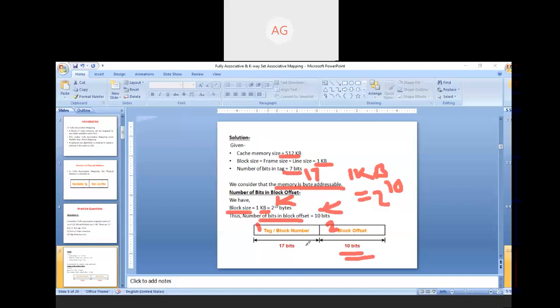So the physical address is the combination of these two divisions. The physical address is basically 17 bits plus 10 bits, which is 27 bits. So moving to the next slide.